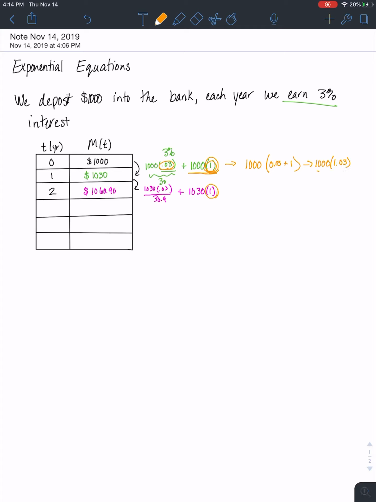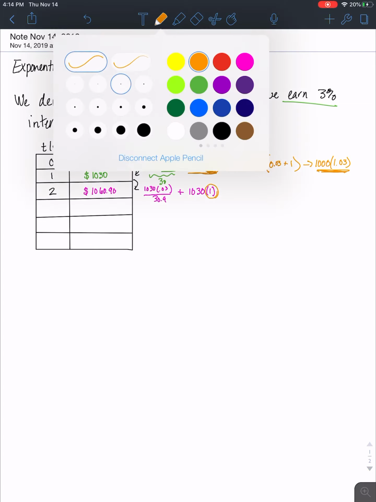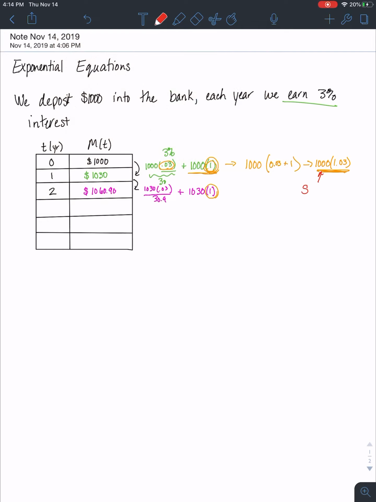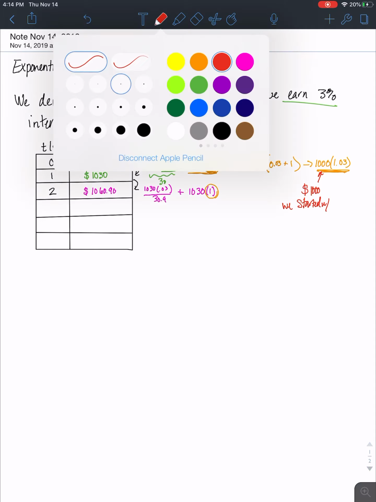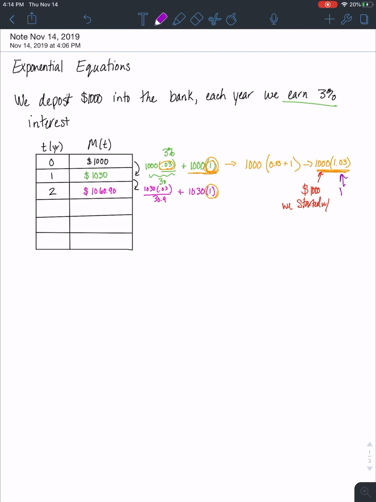And the way that I want us to read this and think about this is: let's take the $1,000 that I already had, the $1,000 that I started with, and then let's build on it. We are building on it, and it's 1.03. The 1 is equal to the 100% of the money that we already have. We're not taking away any money. The 100% of the money that we already have plus 0.03, which is the interest, that 3% interest.